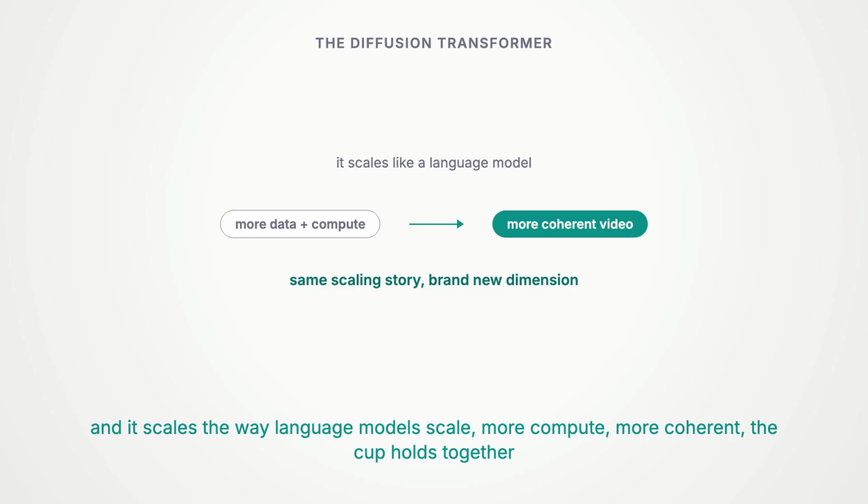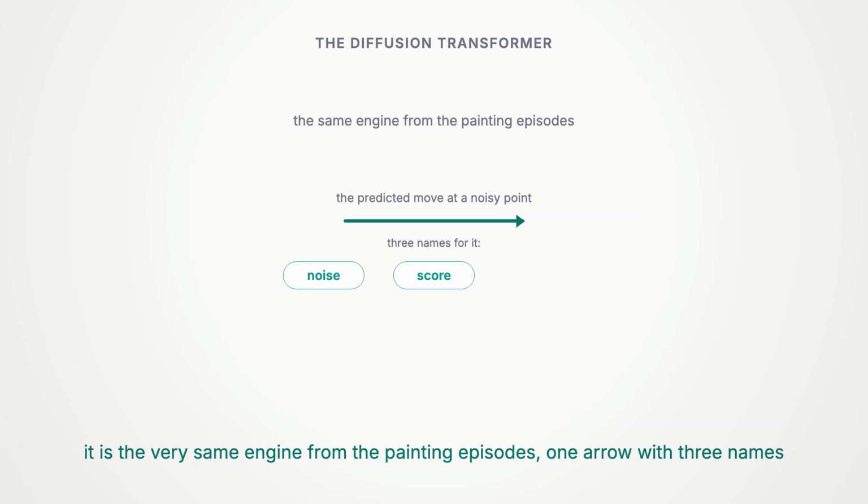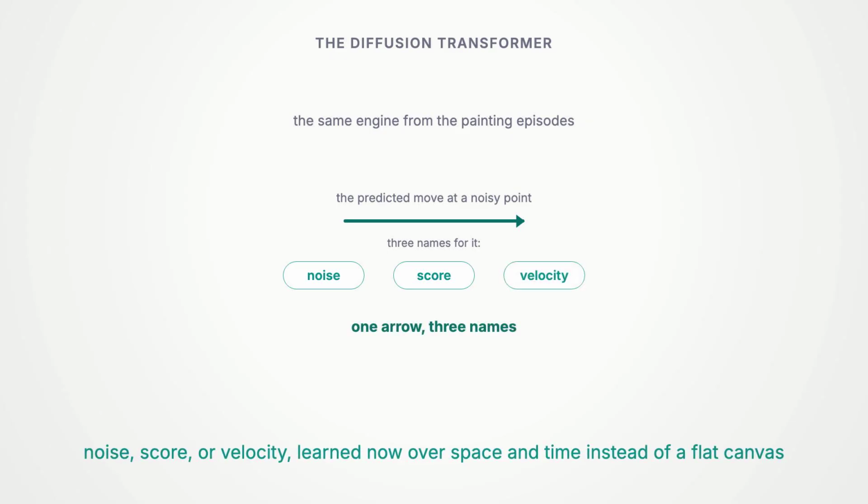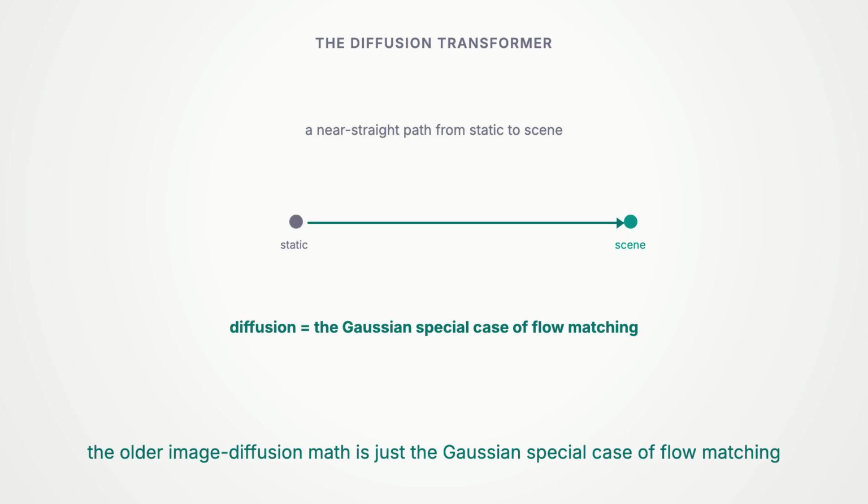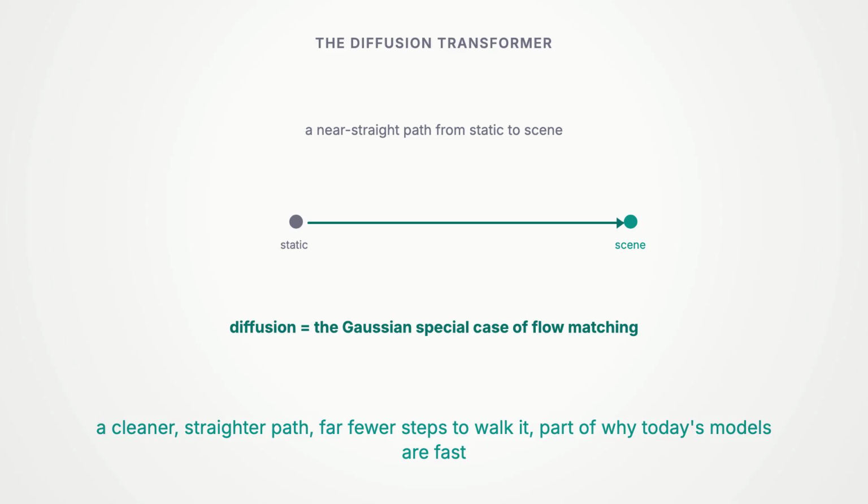The cup holds together. Same scaling story, brand new dimension. And it is the very same engine from the painting episodes, not a new one. That same single arrow with 3 names, noise, score, or velocity, learned now over space and time instead of a flat canvas. Most current video models learn it as a velocity along a near-straight path from static to scene, and the older image diffusion math is just the special case of that when the noise is plain and Gaussian, the Gaussian case of flow matching we unified earlier. Cleaner path, far fewer steps to walk it, which is part of why today's models are fast.